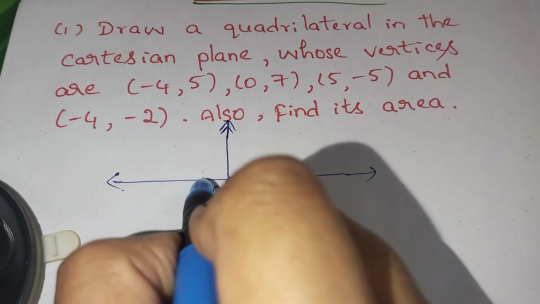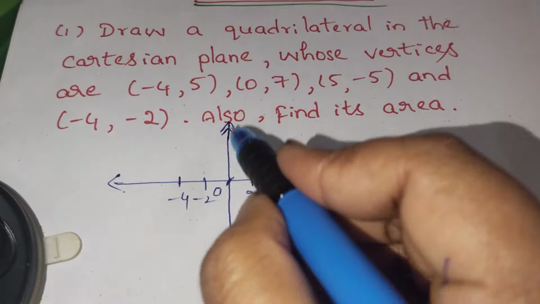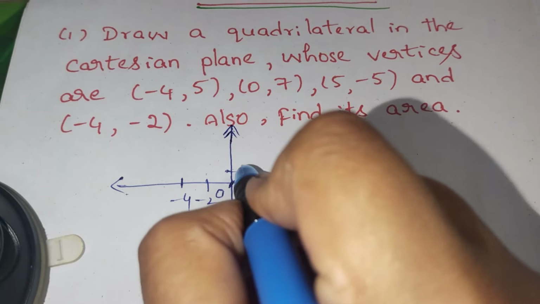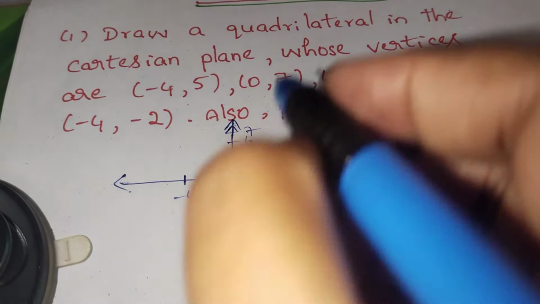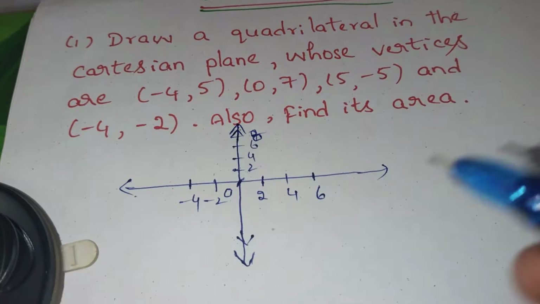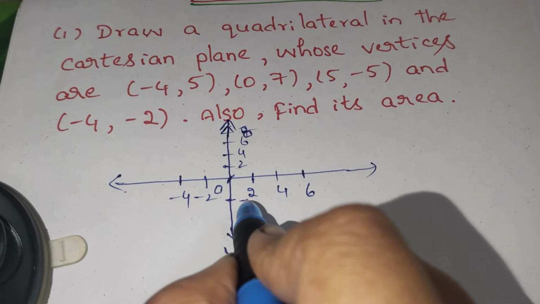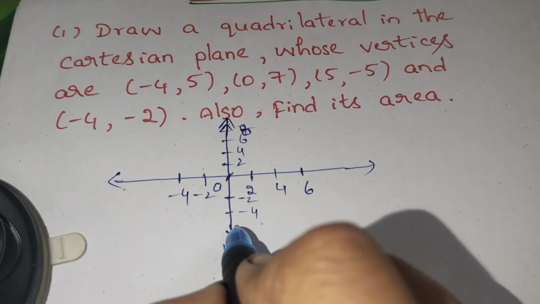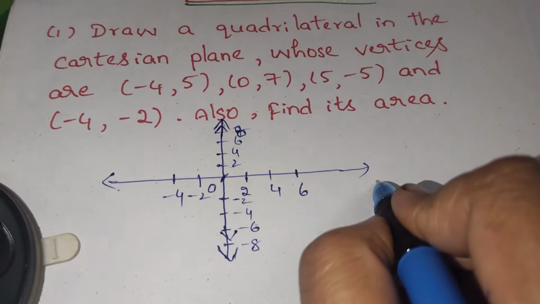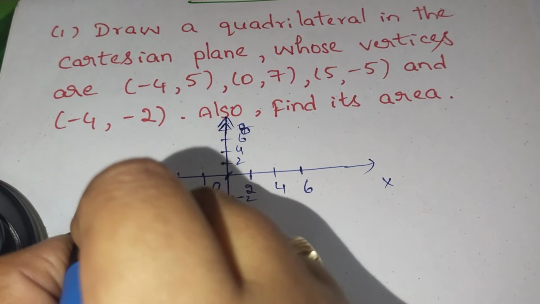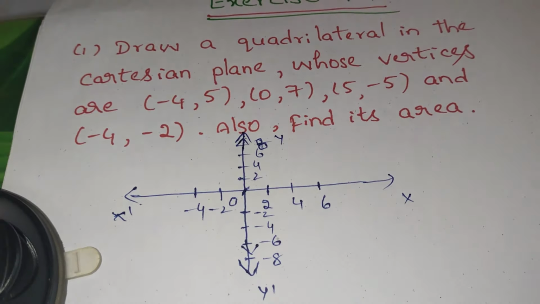Next here, minus 2, minus 4. And it is the positive y-axis. I'll take 2, 4, 6, 7. Sorry, 8. 8 it is. And next, the negative y-axis is minus 2, minus 4, minus 6 and minus 8. So it is the positive x-axis. It is the negative x-axis, that is x dash. I will take positive y-axis, negative y-axis.